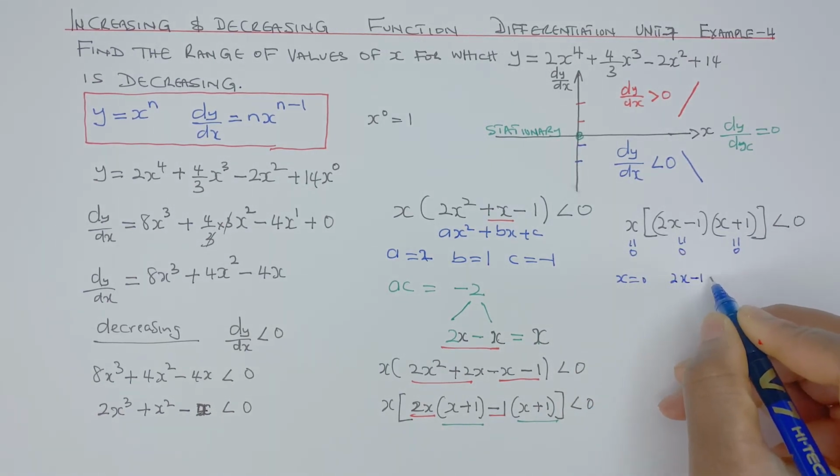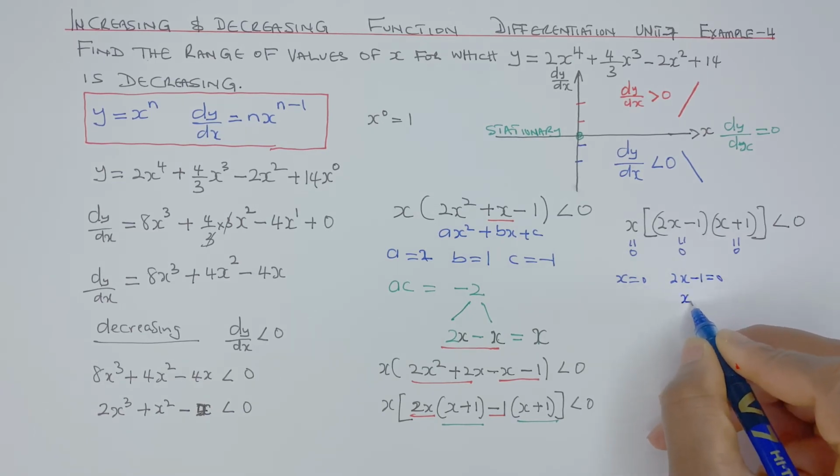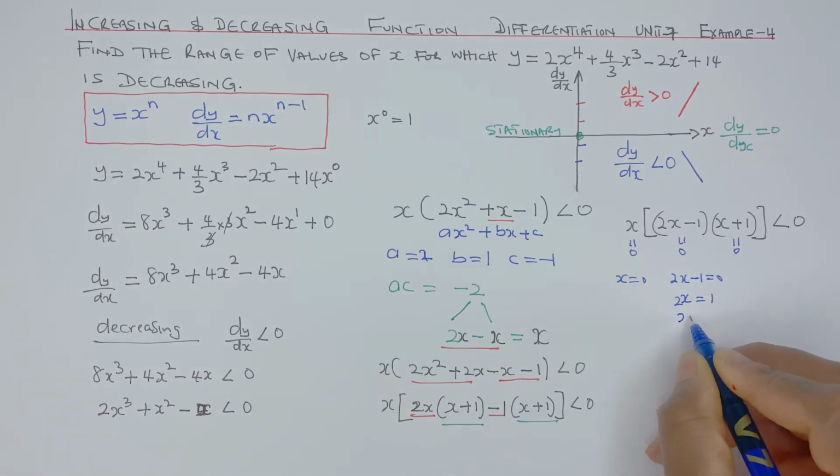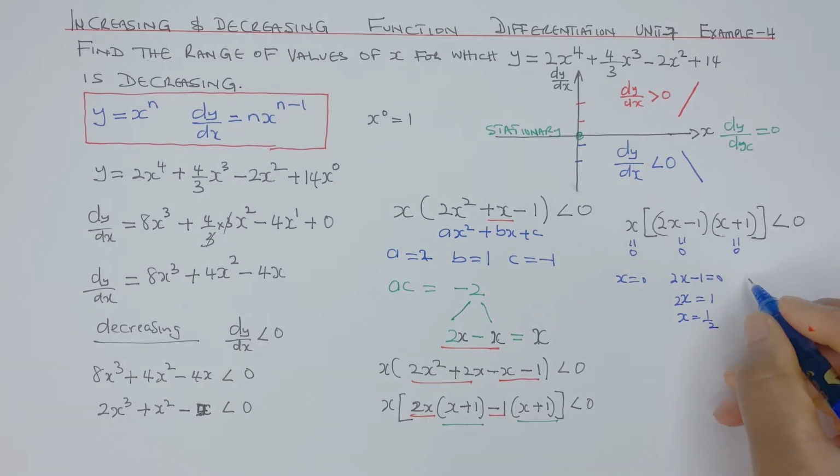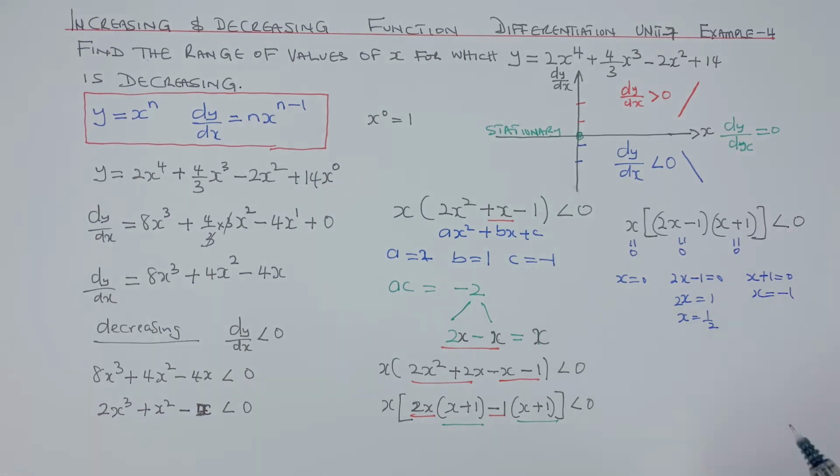2x minus 1 equal to 0, so 2x equals 1, x equals a half. And this one, x plus 1 equal to 0, so x equals -1. Now I've got the roots. These are the roots here, where it crosses the x-axis.